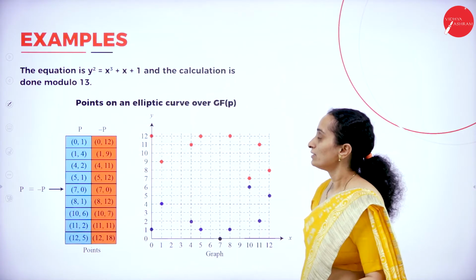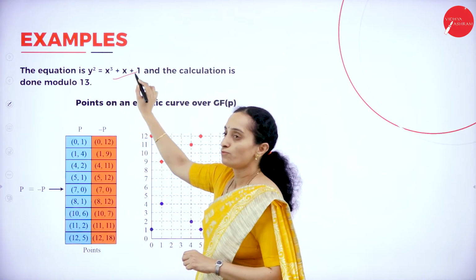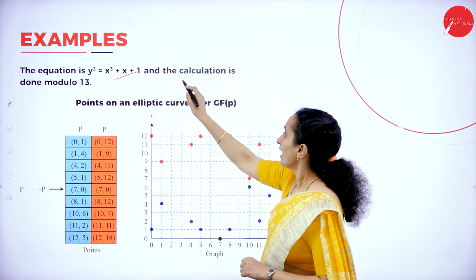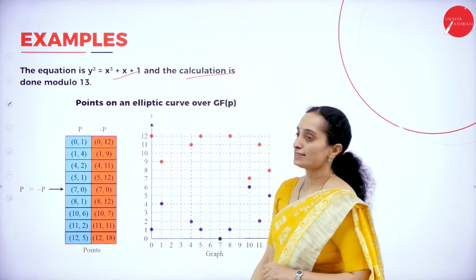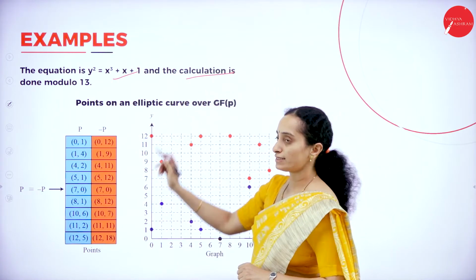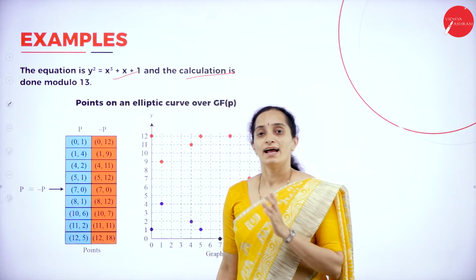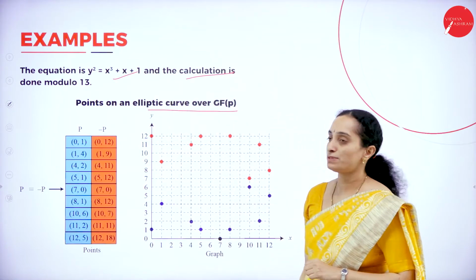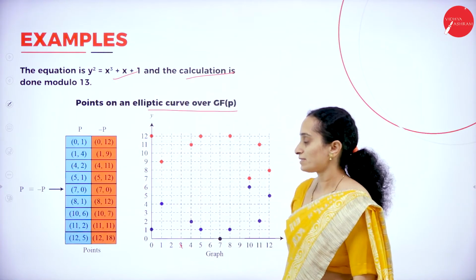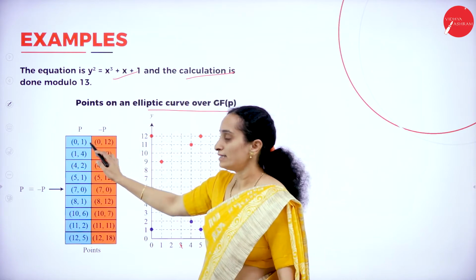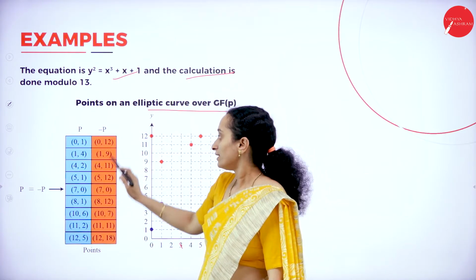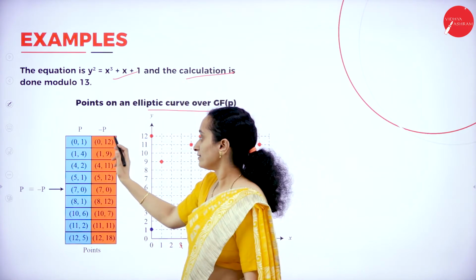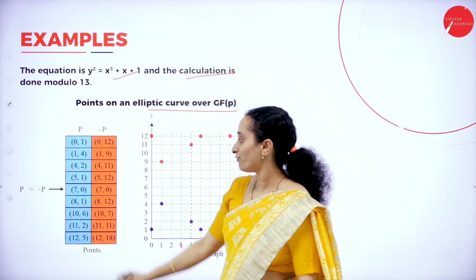numbers. The equation we use is y square equals x cube plus x plus 1, and the calculation is done with modulo 13. We use modulo 13 and the additive inverse modulo 13. So we have points on an elliptic curve over primes. We have the point P = (0, 1), where p is equal to 13. So we take the additive inverse of P.